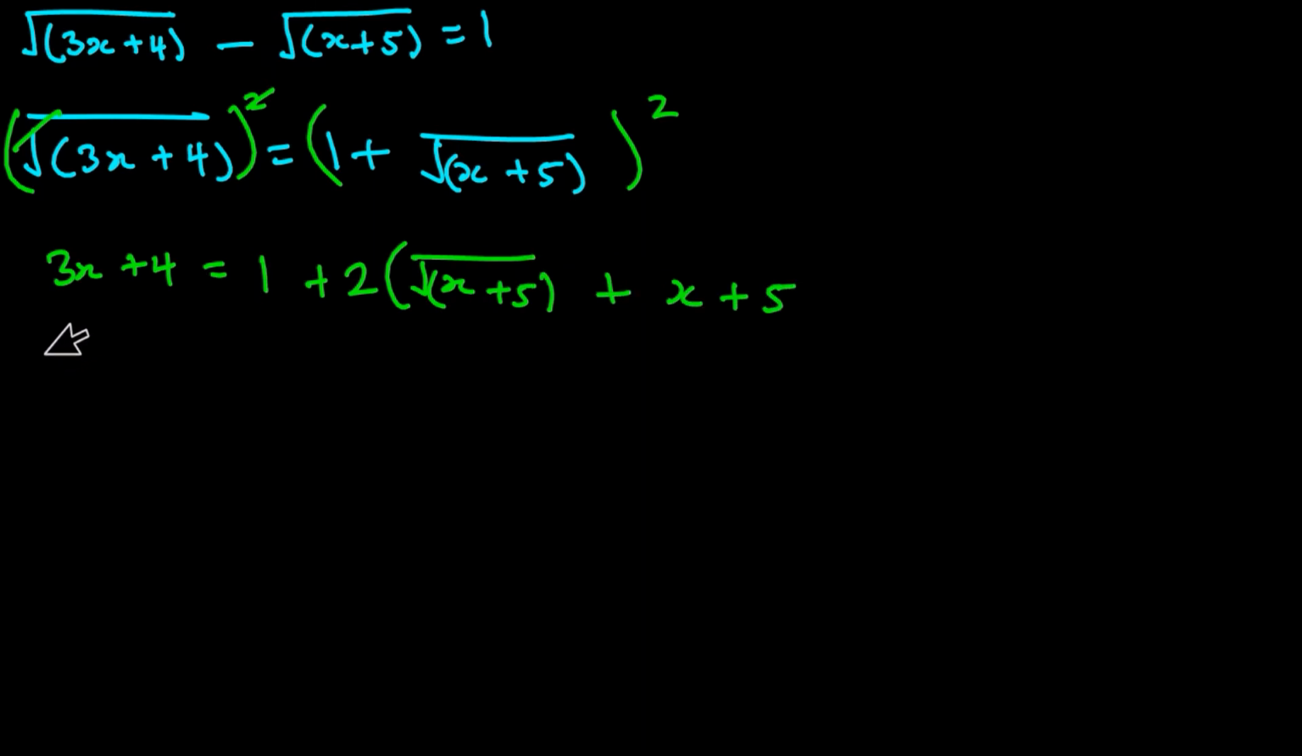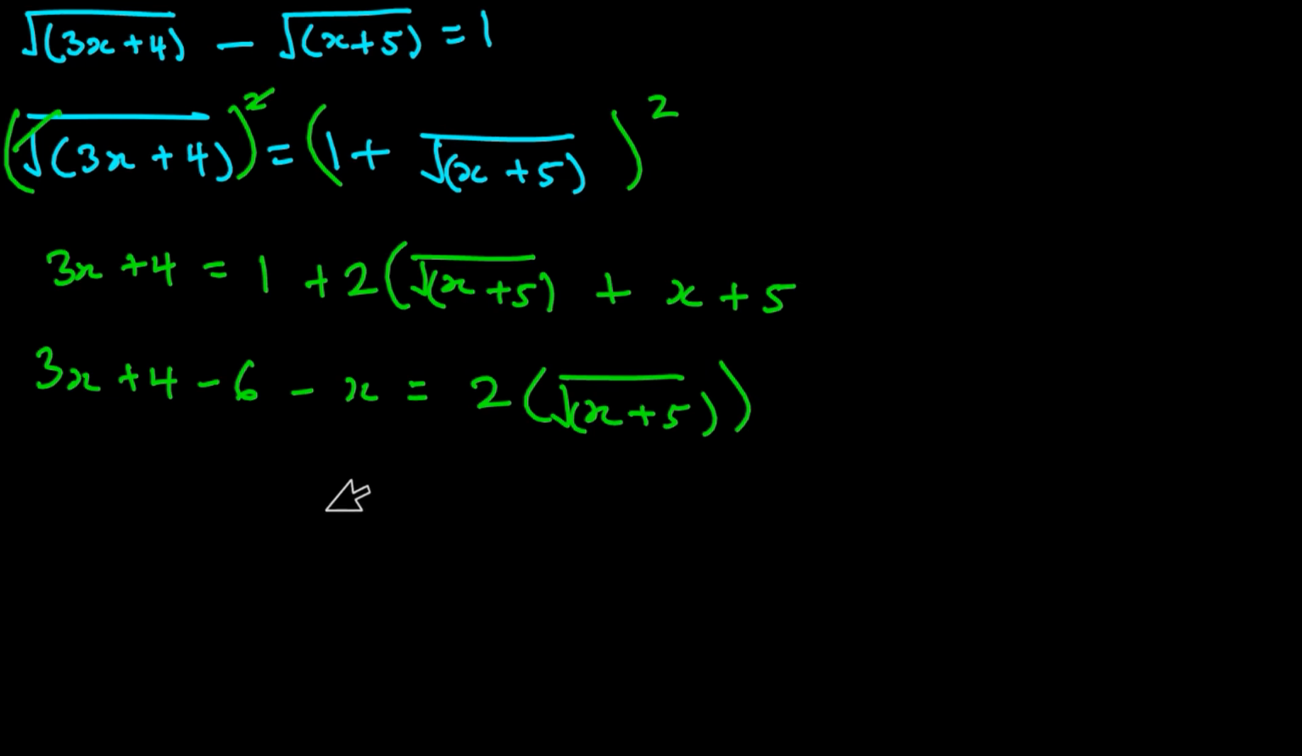So we have 3x plus 4. 1 plus 5 is 6. So we have negative 6 over here. Then minus this x, and it is equal to 2 into square root of x plus 5. Just like that. Right. So 3x minus x is the same as 2x. Then positive 4 minus 6 is minus 2. And this is equal to 2 into square root of x plus 5.